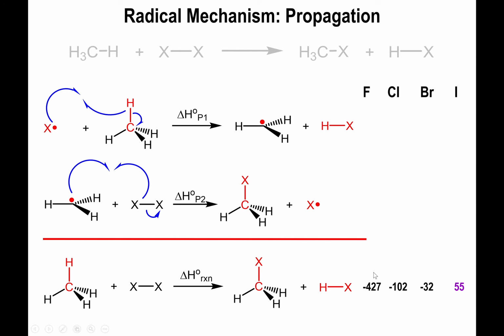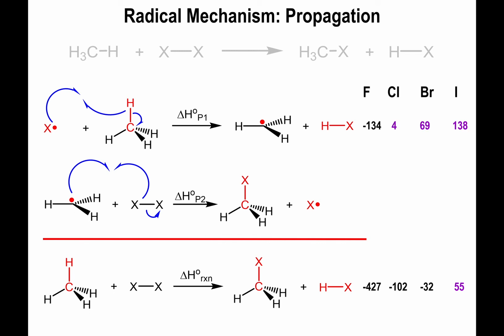Okay, so we're going to input those values in here for the reaction. So we have the fluorine column, the chlorine column, the bromine column, and the iodine column. And what we're going to do is simply look at the individual steps. As we already know, the sum of the individual propagation steps is going to equal the overall reaction. But we're going to see what happens at each individual step, because some interesting things happen.